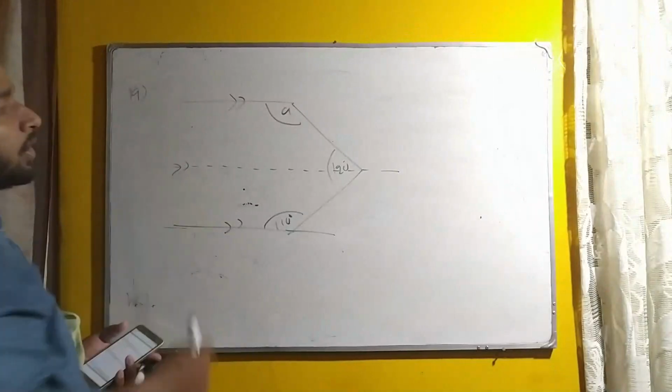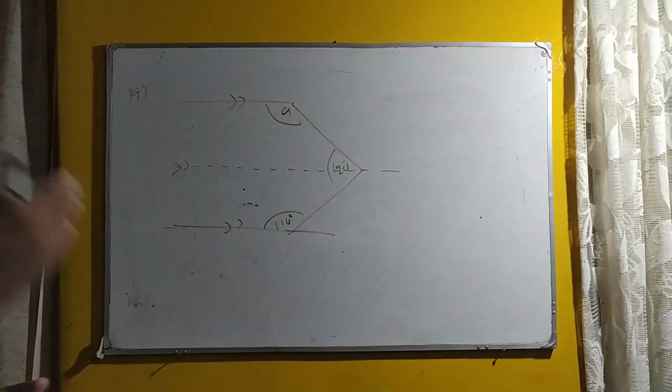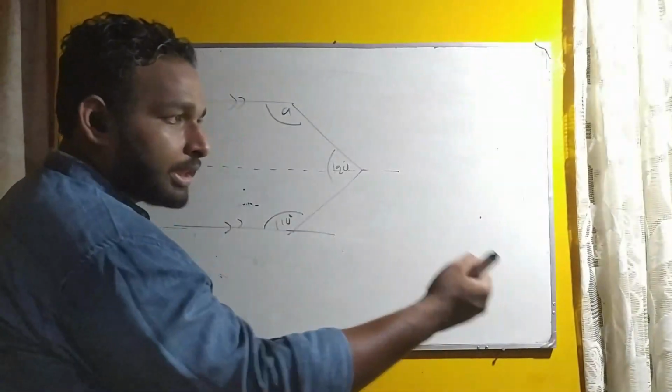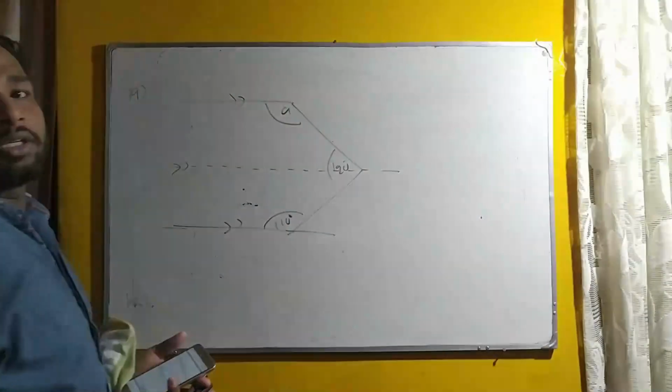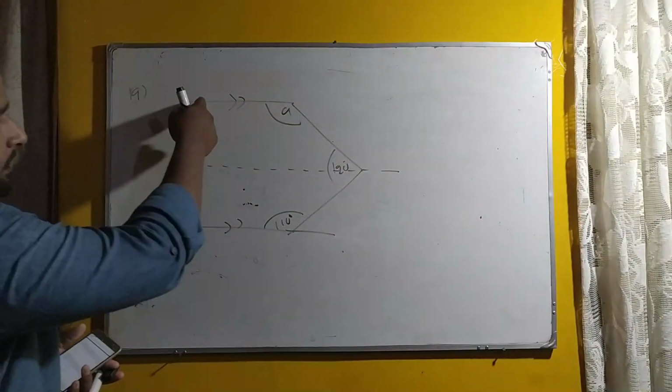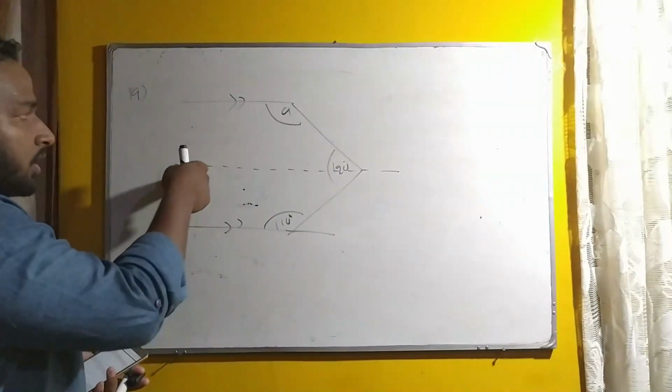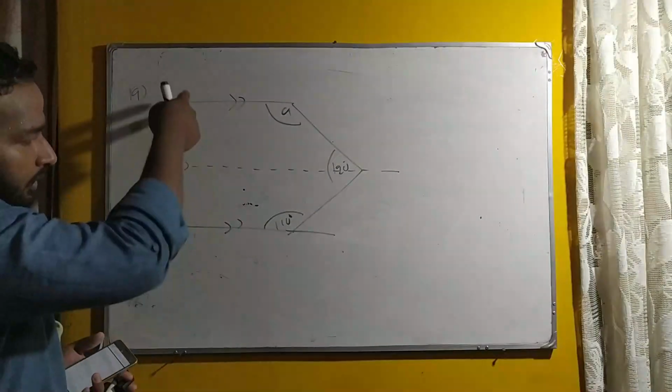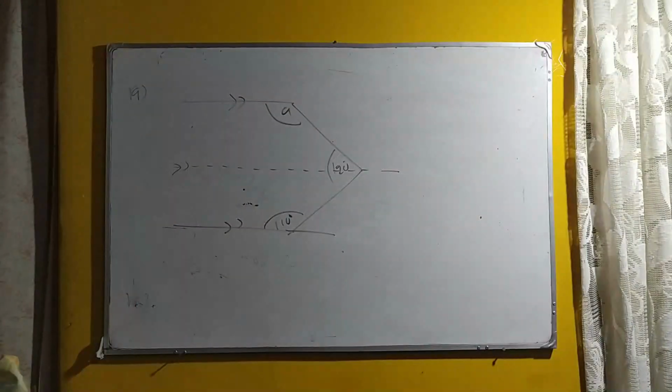This one should be parallel to this one. If A is equal to B, and B is equal to C, that means what? A should be equal to C. Like that, this is parallel to this and this one is parallel to this. So this one is parallel to this. That means the three lines are parallel.